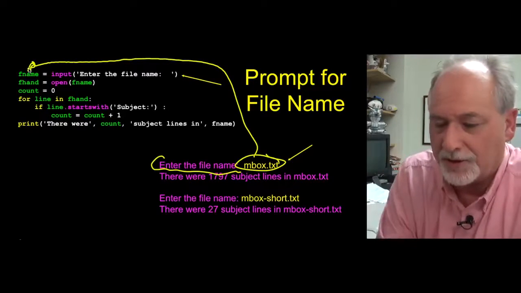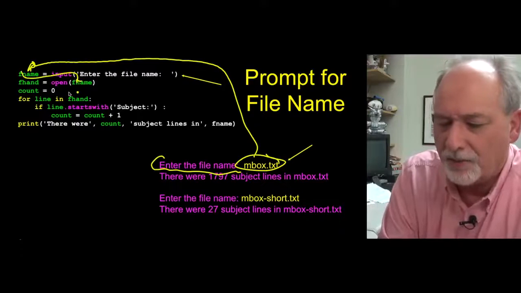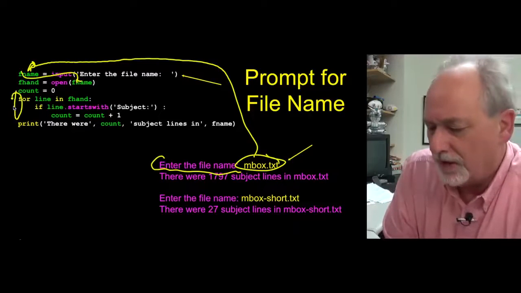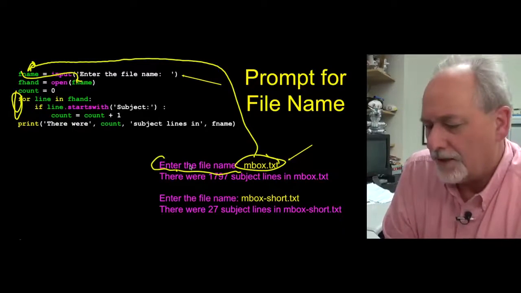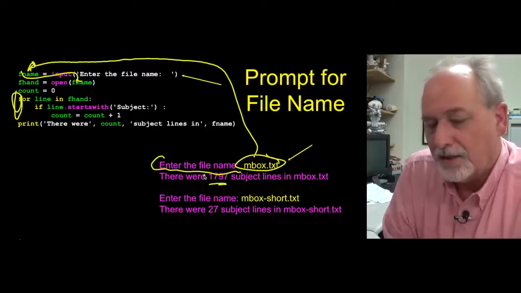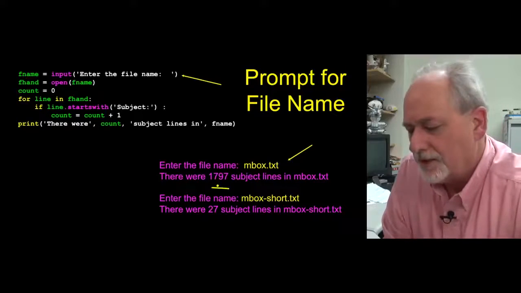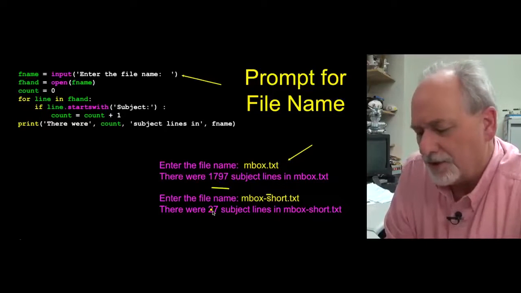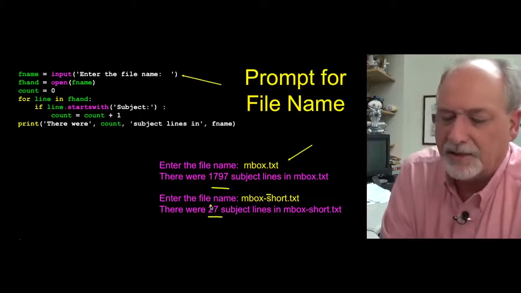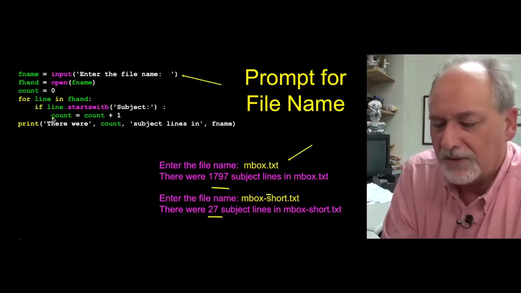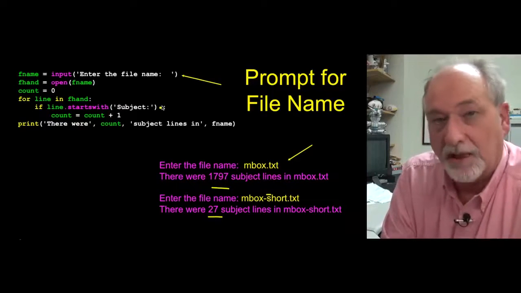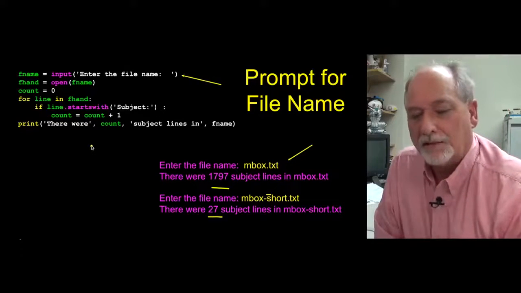It's of course a string all the time, and we pass that into open, and then we open it, and then we do the count operation. So if we enter mbox.txt, it counts 1797 subject lines in mbox, and if we give it mbox-short, it says there are 27 subject lines in mbox. And again, this is another one of those ifs, and it's just counting, but only counting lines that match a particular pattern.